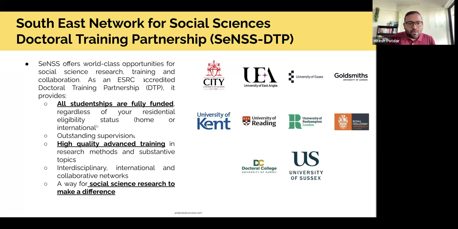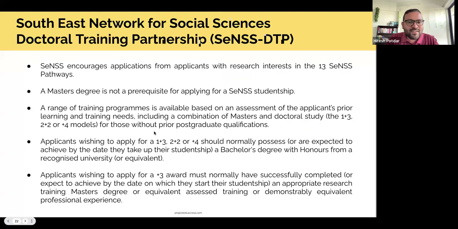And then, of course, they have mentioned a way for social sciences research to make a difference. Yeah, can I have the next slide, please? Yeah, and this is where it becomes trickier. Now, sorry, I said 11 pathways, but there are 13 pathways, and 11 are for LISS DTP, I guess.